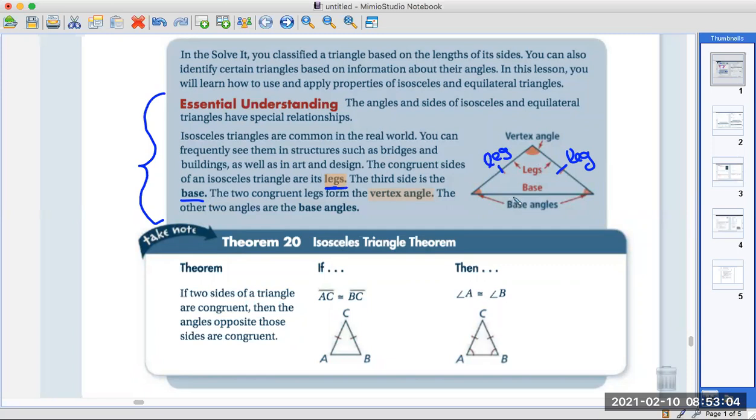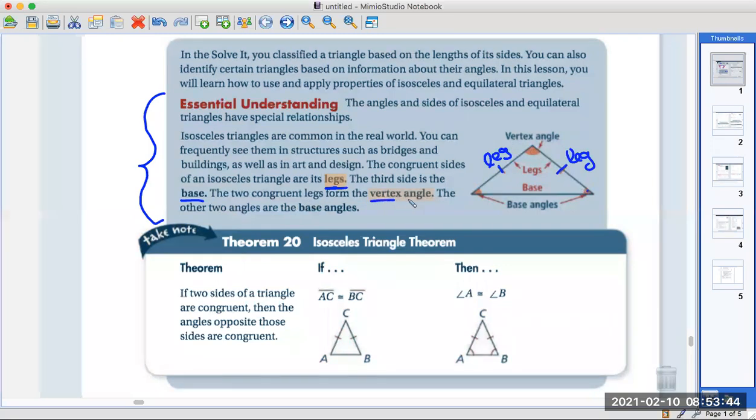And when you work out these questions, sometimes the triangle is tilted and it makes it not quite clear which one is the base, because you're thinking base must always be on the bottom. Not so. Sometimes our triangles are tilted sideways, and you have to realize that the base is the one opposite the vertex angle and with the two equal base angles. The two congruent legs form the vertex angle. This is your vertex angle up here.